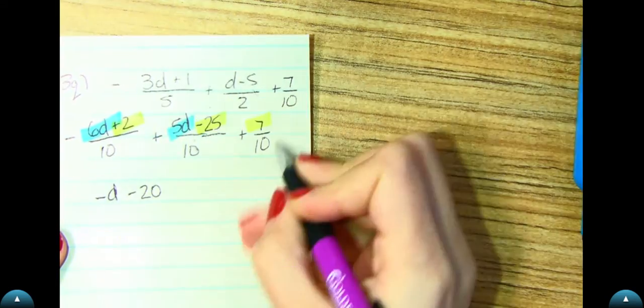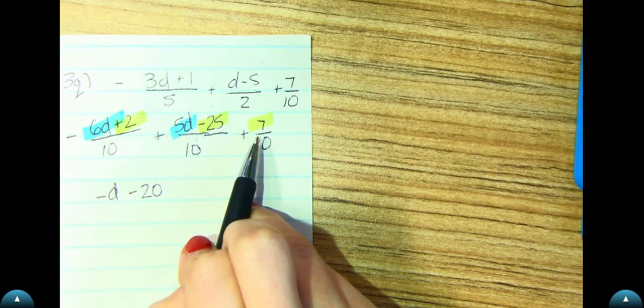Negative 2 minus 25 is negative 27, and then we add 27. Negative 2 and negative 25 make negative 27. I move to the right 7 spots, and now I'm at negative 20. All of this is over 10.